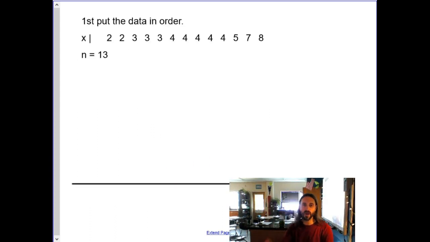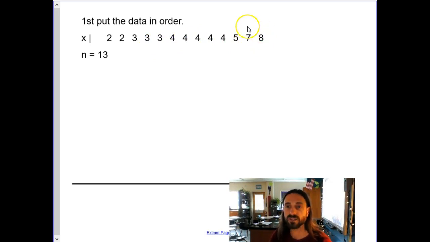All right, let's go ahead and make a box and whisker plot. So first of all, I put my data in order, and you may recall these numbers from the first lecture. Now what I'm going to do is find the median. So I've said there's 13 numbers here. 1, 2, 3, 4, 5, 6, 7, 8, 9, 10, 11, 12, 13 numbers.